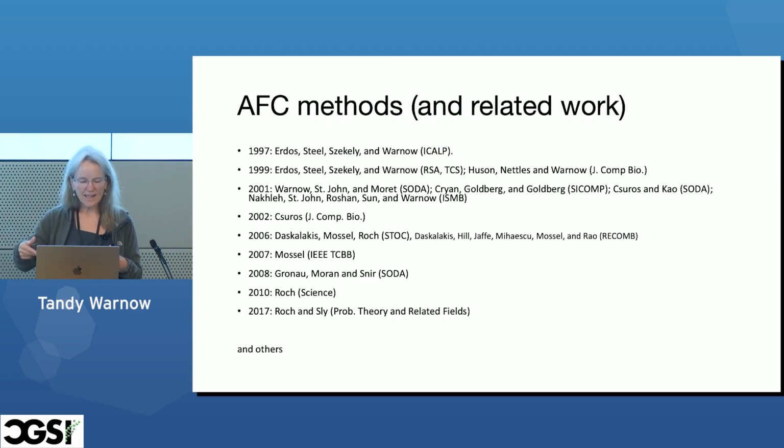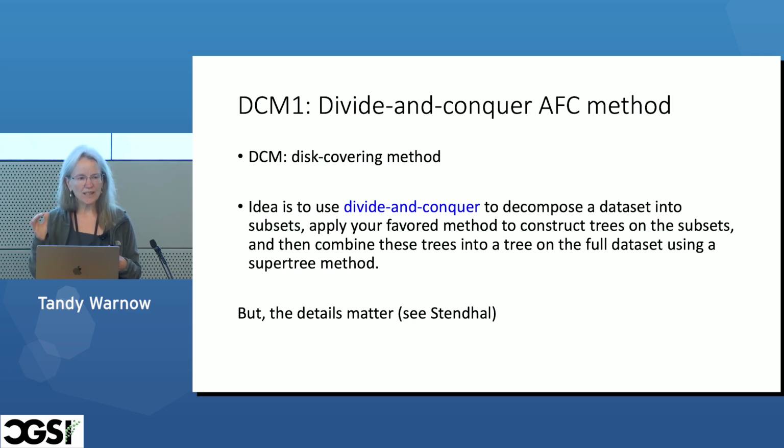So as I said, these absolute fast converging methods, there's a long history here. This is stuff that probably many of you don't know. It goes back to 1997 with Peter Erdős, not Paul. So my Erdős number is 2, not 1. Goes all the way back to 1997. We've been developing methods. Other people have also been developing methods looking at sample complexity and phylogeny estimation. But there's this nice general technique called disk covering, okay? DCM1, it's a nice idea for how to improve sample complexity.